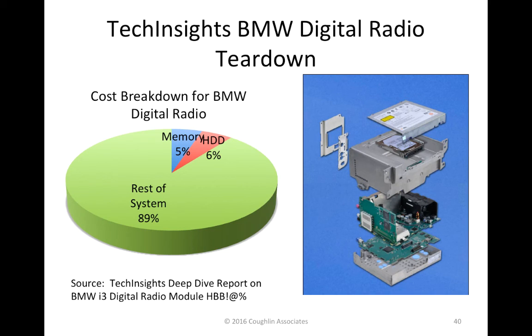And this is a report that they did on the BMW i3 digital radio module. And this shows a cost breakdown for the different components, and all the memory combined, there are many different types, was about 5% of the total cost. The hard disk drive used here, which I'll show a picture of later, added about another 6% to the total cost, and the rest of the system was about 89%. The total cost of this device was estimated by Tech Insights at $560 or so.